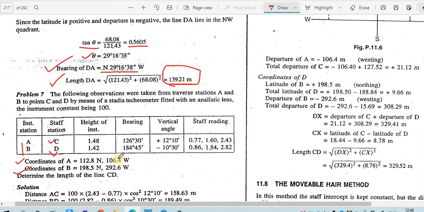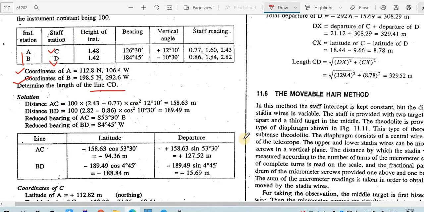A is coming out to be 112.8 north, 1106.4 west. The coordinate of B is 198.5 north and 292.6 west. Determine the length of line CD. We need to calculate the length of the line CD. So in this we will calculate the distance by using the same distance formula, f into s into cos square theta. So we have got the value of AC, which is coming out to be 158.63. And similarly from BD, we can calculate the horizontal distance, which is coming out to be 189.49.